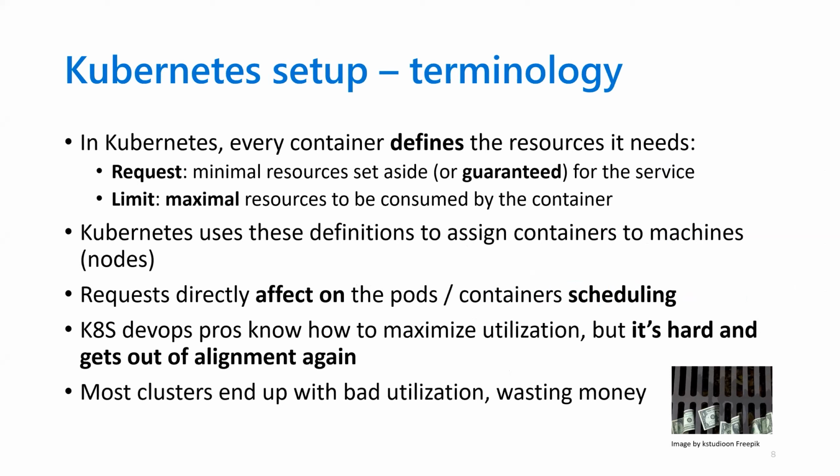For each container, we have to define various parameters. And among them, we have to assign the request and the limit. The request is the minimal resource set aside or guaranteed to make sure that the service can perform. And the limit is the maximal resources that can be consumed by a specific container, and that is to avoid resource starvation. And these two values directly affect the scheduling of containers to nodes.